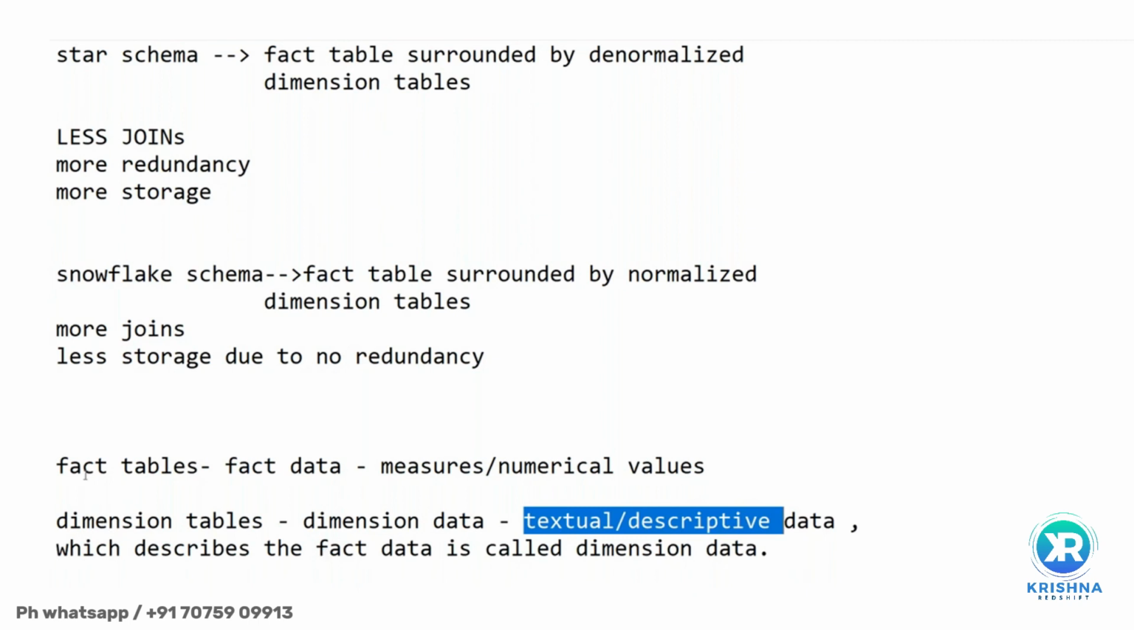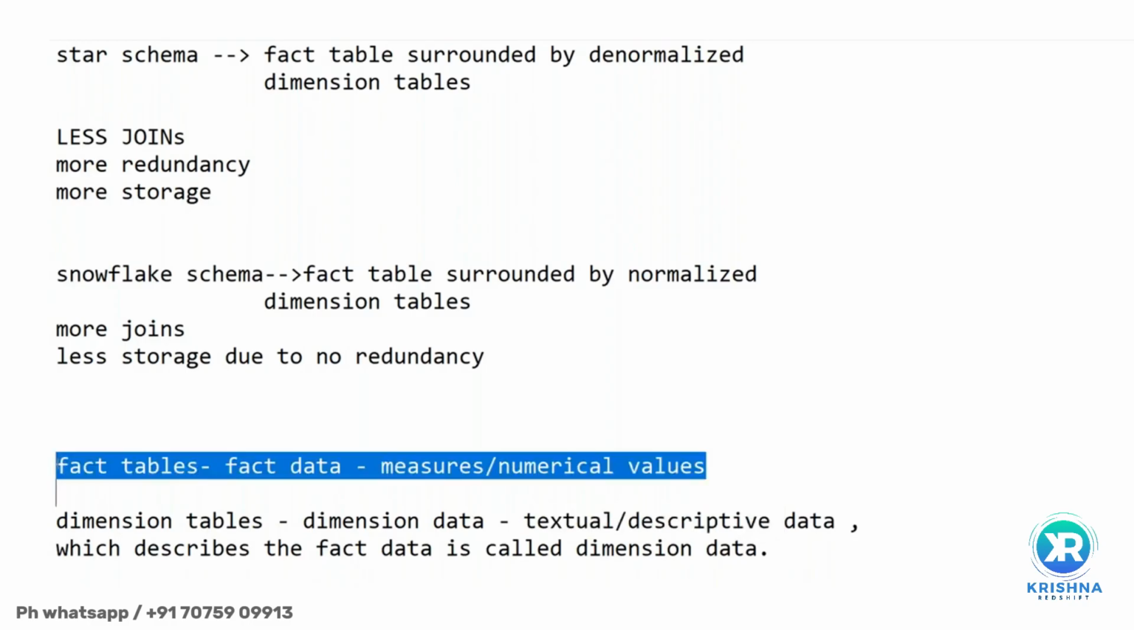For now, I don't want to confuse you. I will show you the diagram, then you will understand better. What is fact data? Numerical values or measures are called fact data. That is what you need to know and tell. In the interview, not a lot of weightage will be given to these two, but they will expect a clear understanding from you. Because the job you are doing is SQL, writing and loading, that will carry more weightage. But they will ask this to know your understanding. So what is fact data? Numerical values or measures are called fact data.